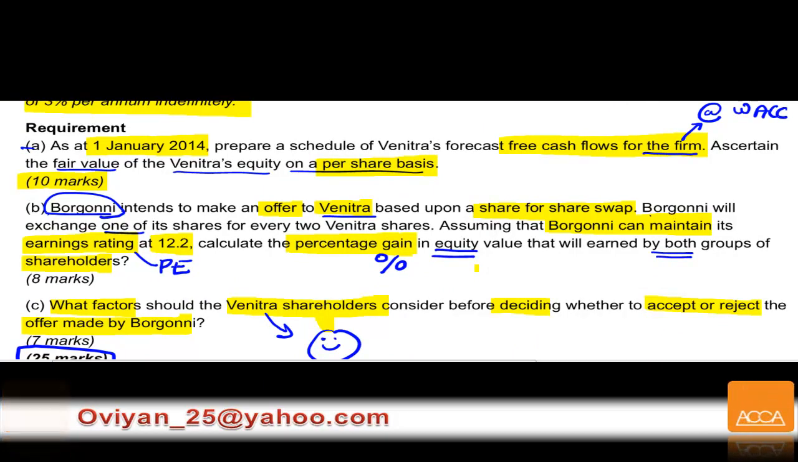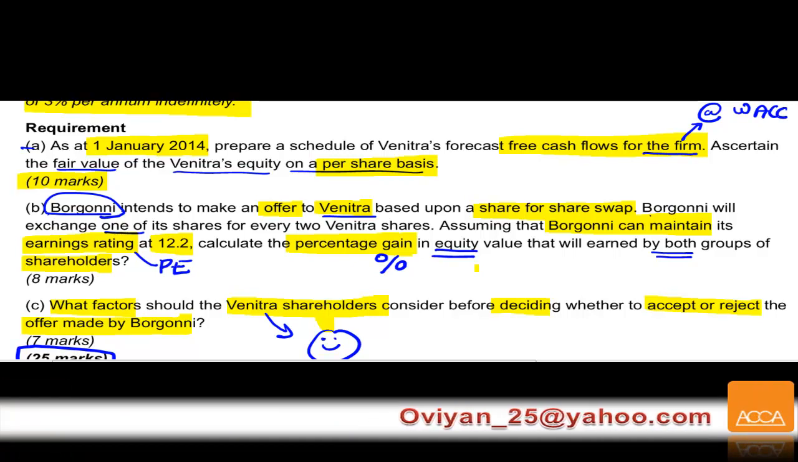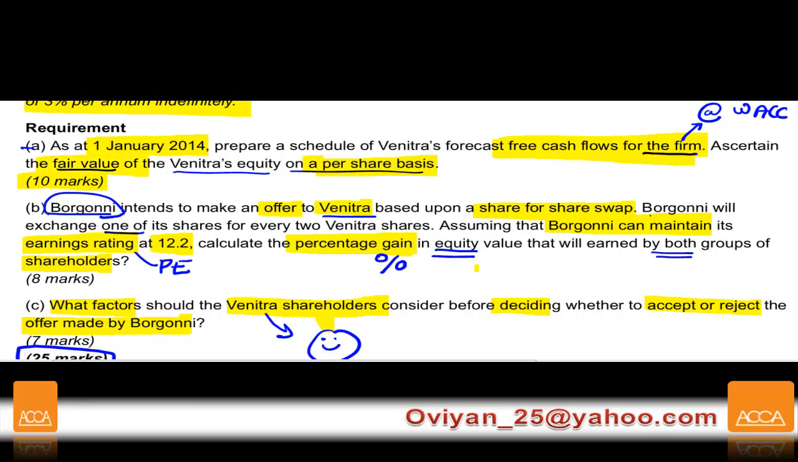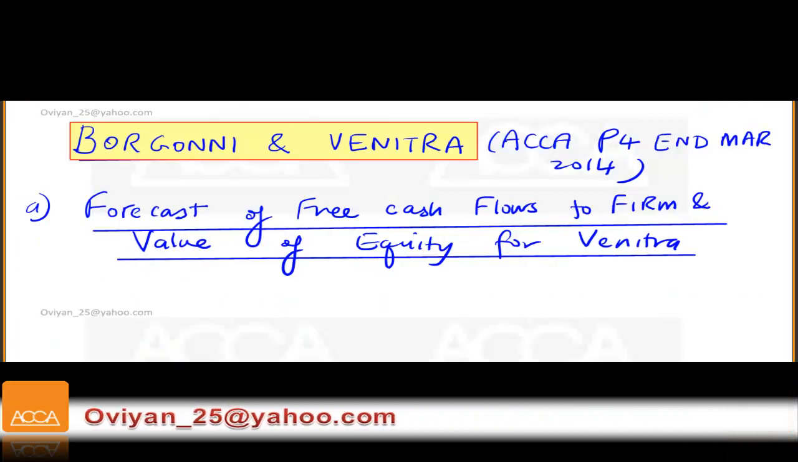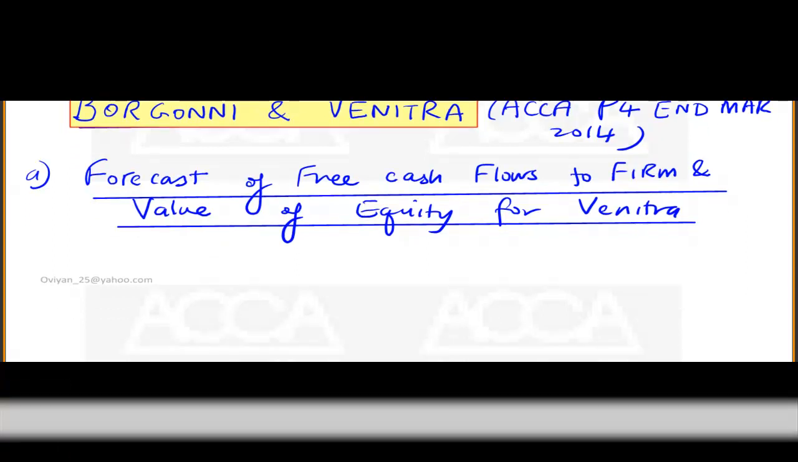Okay, now it's going to be on free cash flows. Just make sure that you know what you're going to do in a while. It's going to be free cash flows to the firm at WACC and it's going to be on a per share basis. So we're going to write the forecasted free cash flows to the firm and the value of equity for Venitra.